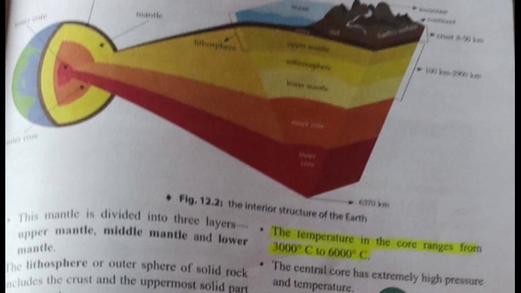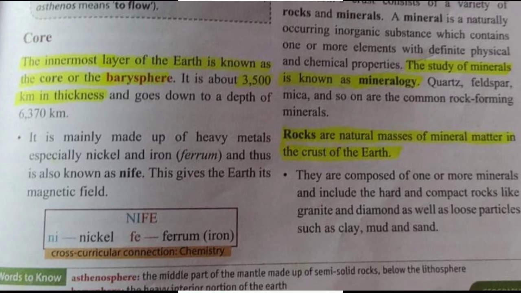The core. It is the deepest and most inaccessible zone of the earth, extending from the lower boundary of the mantle at the depth of 2900 km to the center of the earth. The core is further divided into two parts, outer core and inner core. The major layers are made of metallic minerals like nickel and iron. Due to this, the core is called Nife.